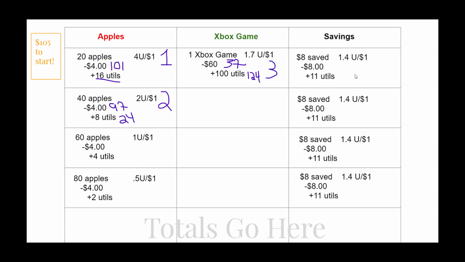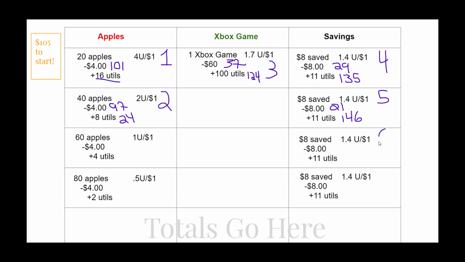Where is the fourth purchase going to be? It's going to be right here. And I know that I will have $29 left. And I will have 135 utils accrued. Fifth purchase is right here. I'm going to be down to $21. I'm going to have 146 utils so far.